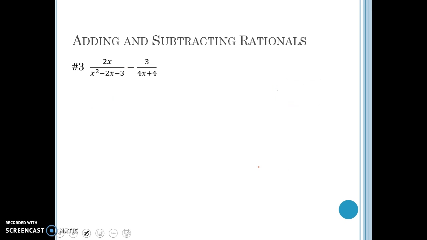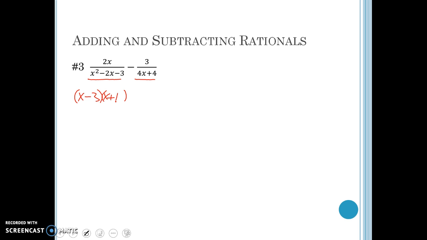So let's take a look at one that's a little bit more complicated than that. I want to subtract these, but if I'm going to subtract those, I'm going to need a common denominator here. And so I'm going to first factor the one on the left, the x squared minus 2x minus 3. It's going to be x times x gives me x squared. And then if I go minus 3 and positive 1, then I will have negative 3x plus 1x, which gives me negative 2x in the middle.